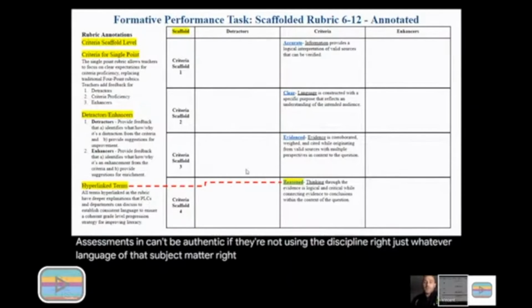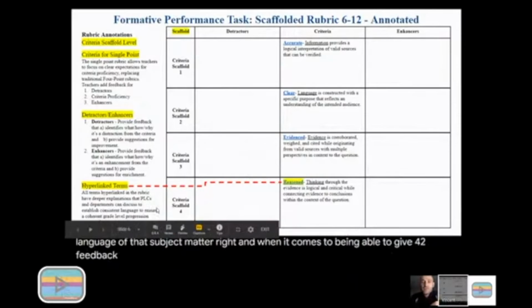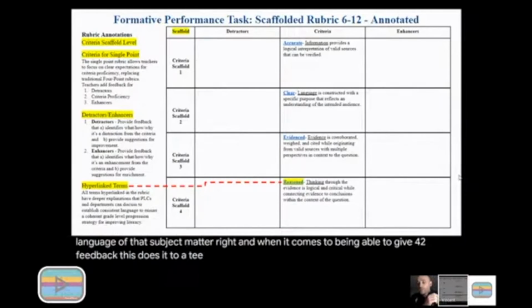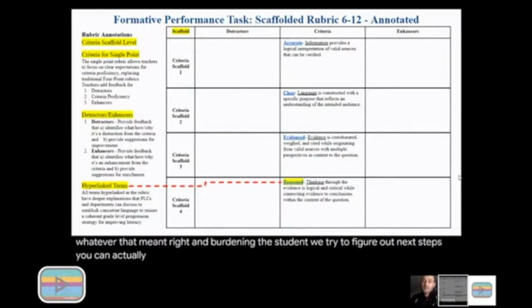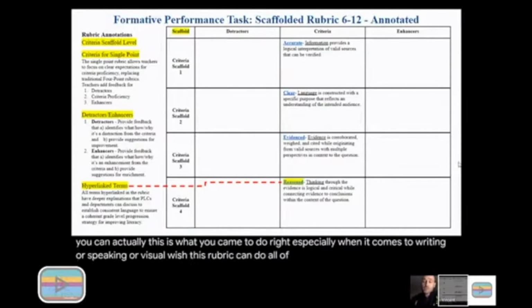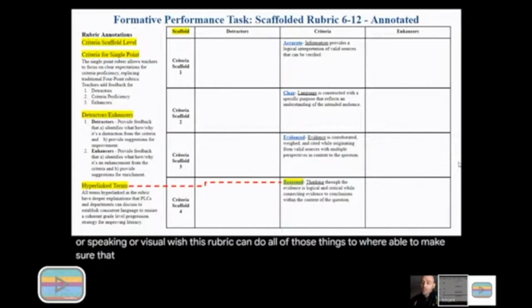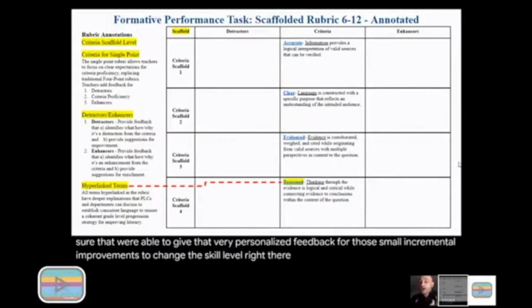And when it comes to being able to give pointed feedback, this does it to a T. No more just, as Vincent said before, circling a 2.5, whatever that meant, right? And burdening the student with trying to figure out next steps. You can actually provide very pointed feedback and say, this is what you can do, right? And especially when it comes to writing or speaking or visual, which this rubric can do all of those things too, we're able to give that very personalized feedback for those small incremental improvements to change the skill level, the ability level, the knowledge level of kids over time.